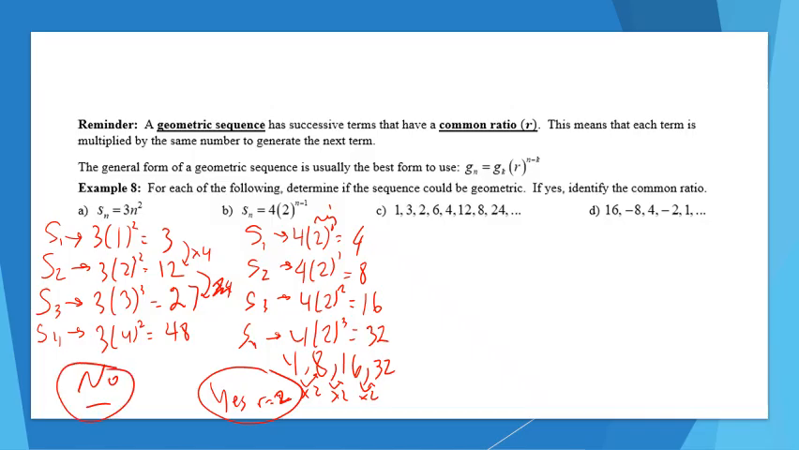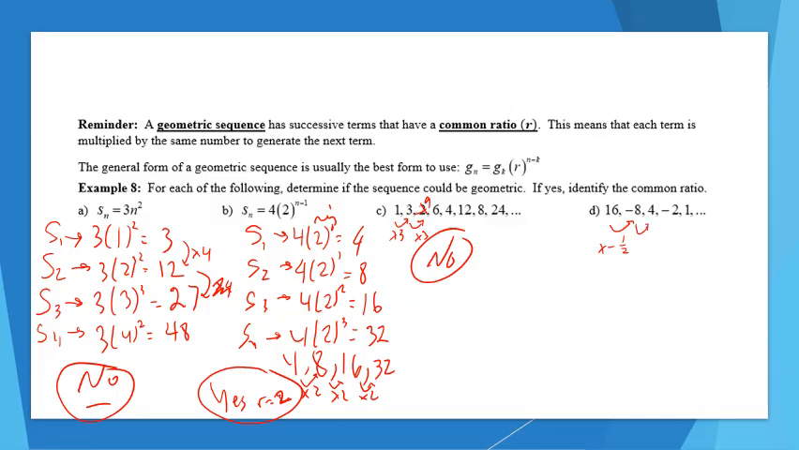Part C, if we take a look from 1 to 3, you're multiplying it by 3. 3 then times 3 is not 9, or is 9, but not 2. So if that was 9, then it could be geometric, but it's not, so this one's not. And then here, from 16 to negative 8, this is times negative 1/2. So you could have a negative common ratio. That's possible.